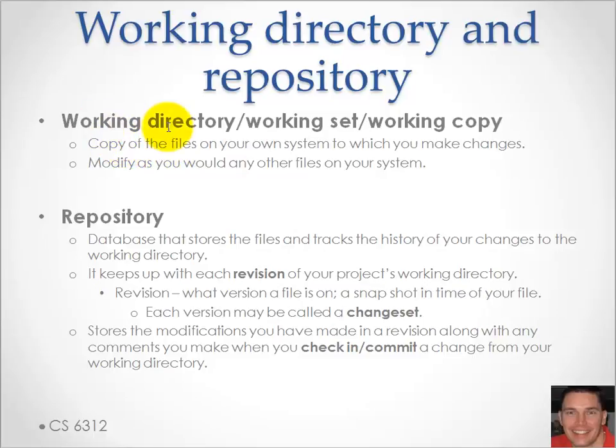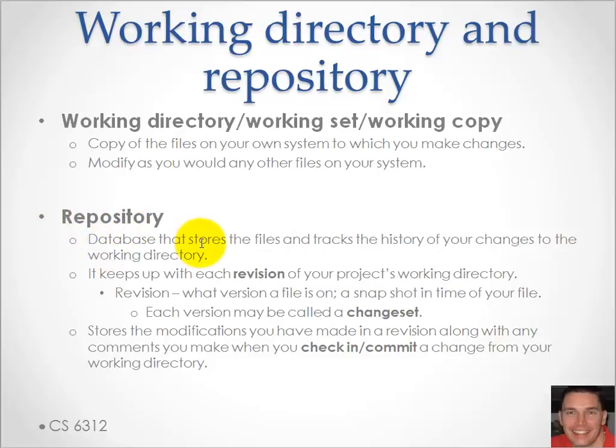One of those is the working directory. You may hear it also as a working set or the working copy. These are the copy of the files that are on your own system, within your own file system, which you are editing and making changes to. And you would go through and you would modify these as any other document that's on your system. So that's known as your working directory. This is the active set of files that you're working on and modifying. Then there's a repository.